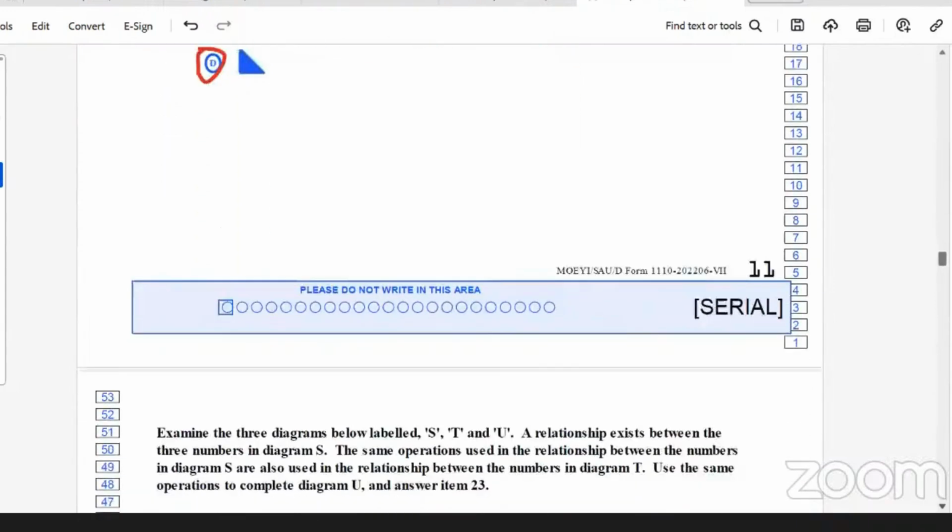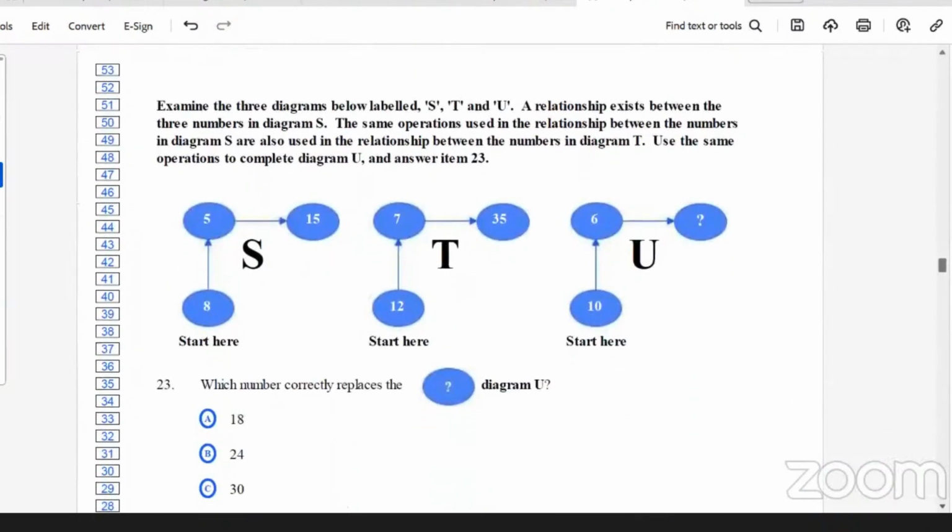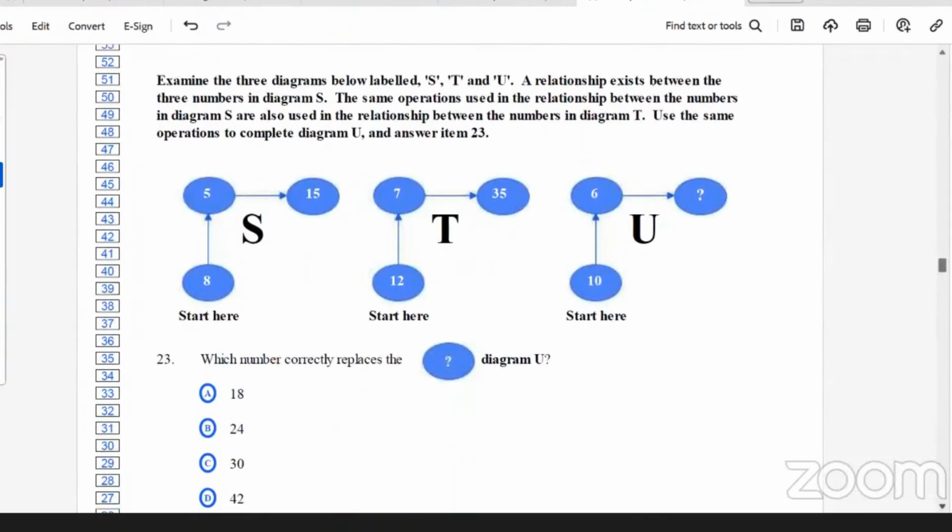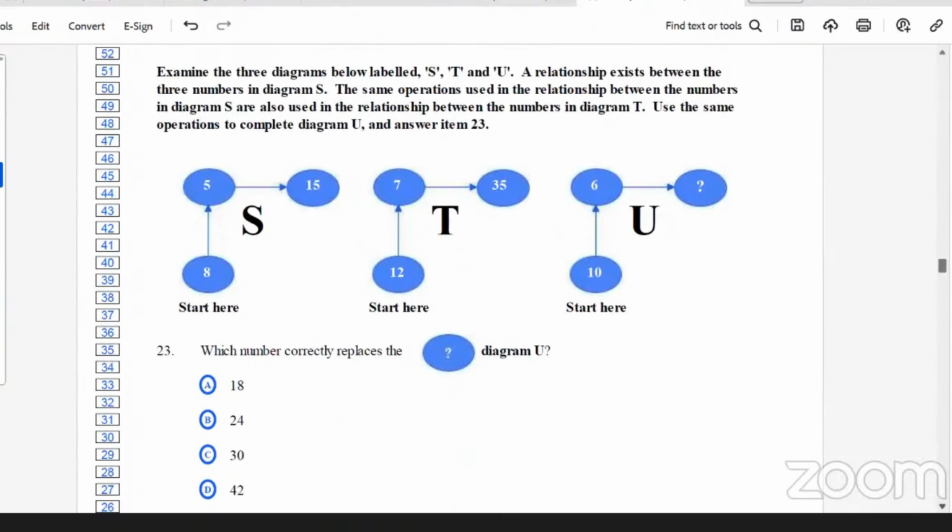Let's get to question 23. It says, examine the 3 diagrams below labeled S, T and U. A relationship exists between the 3 numbers in diagram S. The same operation used in the relationship between the numbers in diagram S is also used in the relationship between the numbers in diagram T. Use the same operations to complete diagram U and answer item 23. So what's the relationship between the numbers? They tell you where to start. See, they say you're to start here.